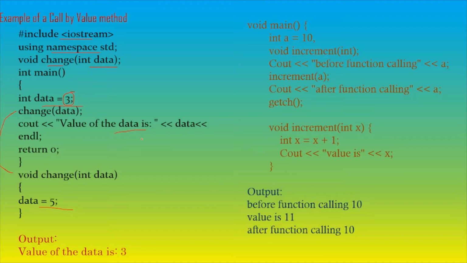as usual its original value, because here we are using the call by value method. We are passing the arguments, so it does not affect its original value, that is, the original value is 3. When we pass this value to the function in call by value method, it does not affect the original value. Okay, this is the use of the call by value method.